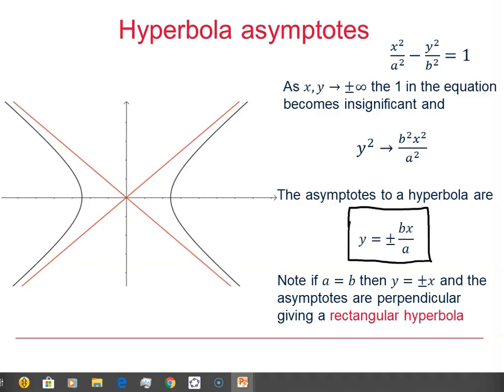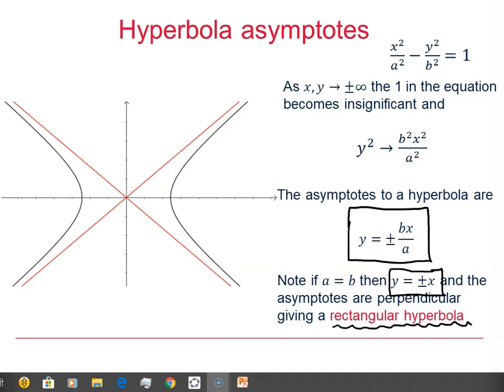So just repeating that, the asymptotes are y is equal to plus or minus bx over a. Now if a is equal to b, then that means that y is equal to plus or minus x. And if that was the case, then the asymptotes are perpendicular, and then you have what's called the rectangular hyperbola that you've already studied.